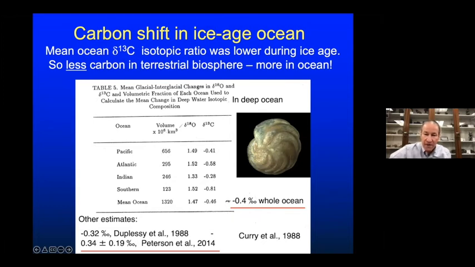How could that be? Where did that carbon come from? Some of it came out of the atmosphere, and a large part came out of the terrestrial biosphere. There was less biogenic material on land. All of that biologic material is isotopically negative. It went into the ocean to the tune of about minus 0.4 per mil of all the carbon in the ocean, which suggests a reduction of the amount of carbon on land of something like a quarter or a third.